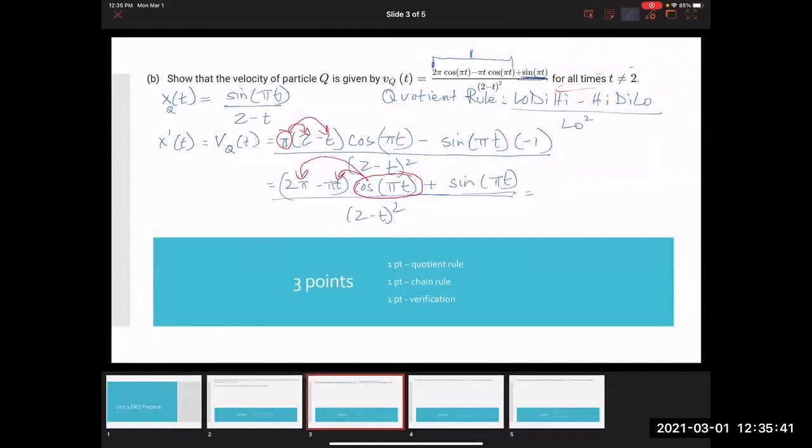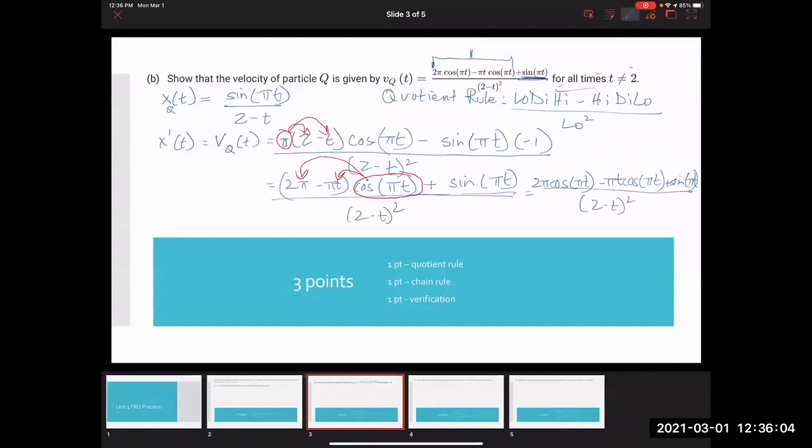So doing the distribution, I get 2 pi cosine pi t minus pi t cosine pi t plus sine pi t, all over 2 minus t squared.